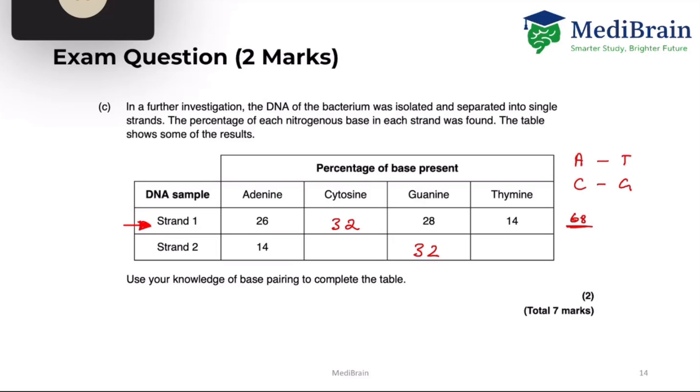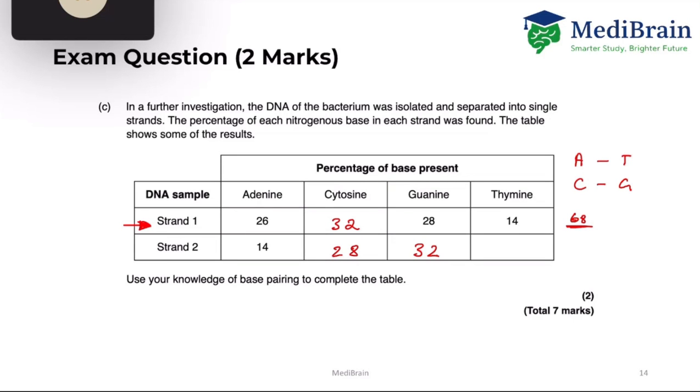If we have a look, we know thymine, we have 14% in strand 1, and we have 14% of adenine in strand 2, because they pair together. Okay, we have 28% of guanine in strand 1. Guanine pairs with cytosine, so that means in strand 2 we must have 28% of cytosine. Because we had 28% of guanine in strand 1, that 28% needs to pair with something, and G can only pair with C, so in strand 2 we must have 28% of cytosine.